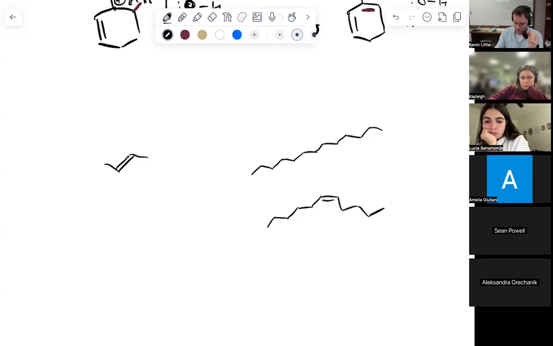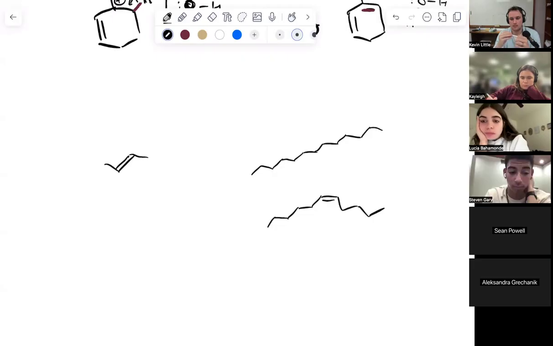Out of curiosity, do fats always have a certain amount of carbons? Different fats have different numbers of carbons, and usually it's a mixture, right? These things are living systems, so they're incredibly complicated. Okay, so the difference between this and this has to do with this double bond, right?